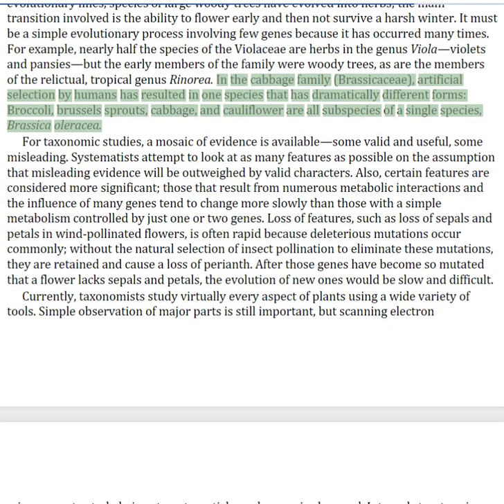In the cabbage family, artificial selection by humans has resulted in one species that has dramatically different forms. Broccoli, Brussels sprouts, cabbage, and cauliflower are all subspecies of a single species, Brassica oleracea.